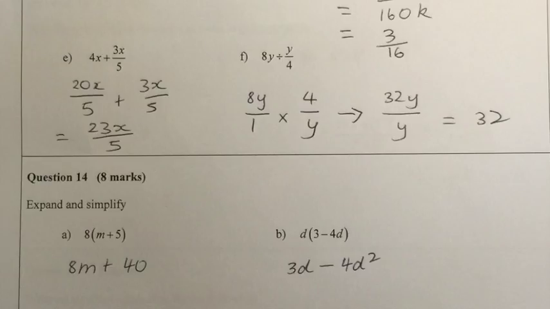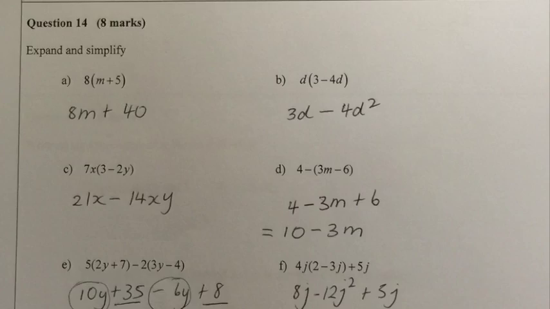Question F, 8y divided by y over 4. So again, we'll look at 8y as a fraction, so that's 8y over 1. Okay, now if we multiply that by 4 over y, because remember what we're doing is we're changing it from division. So we're inverting, flipping it upside down, and then we can multiply it out. So it's 8y times 4 over y, so that equals 32y over y. So we can cancel out the y's, which leaves us with 32.